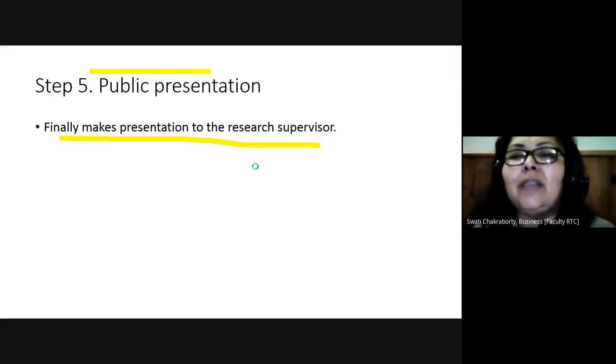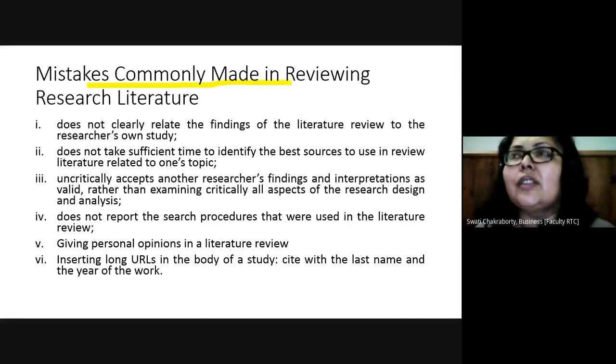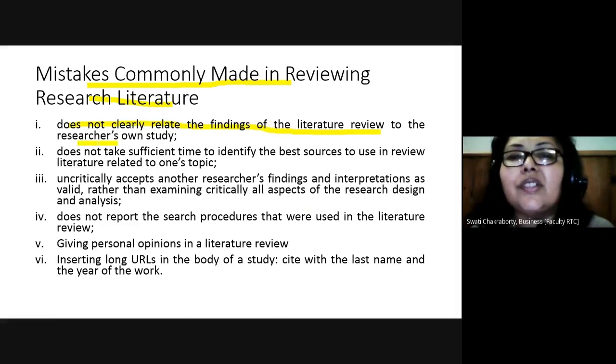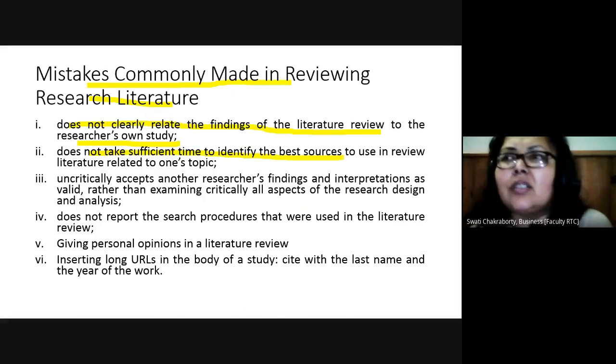What are the commonly made mistakes that you as a researcher might make while doing a literature review? Firstly, not clearly stating the relationship of the findings of the literature review to the researcher's own study, and not taking sufficient time to identify the best sources related to one's topic, so you may just do it superficially. Another is uncritically accepting others' findings and interpretations as valid, without critically analyzing them.